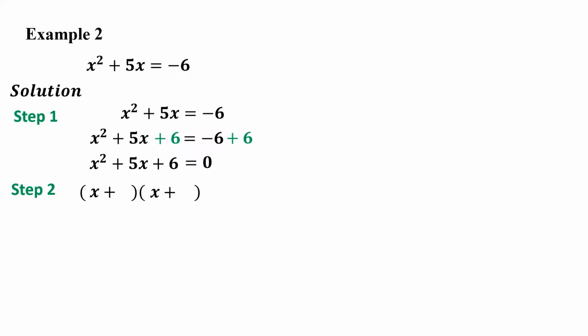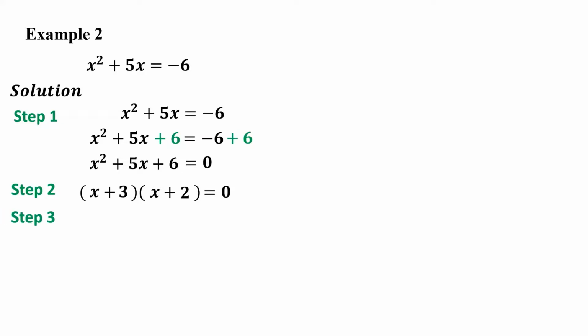Next, focus on the coefficients of the second term and the third term. The numerical coefficients are 5 and 6. These two numbers are important to find the factors of the given equation. Think of two numbers whose product is positive 6 and whose sum is positive 5. The two numbers are 3 and 2. You can check: if we multiply the two numbers the product is 6, and if you add, the sum is 5. Now, the factors of the given equation are x plus 3 multiplied by x plus 2 is equal to 0.